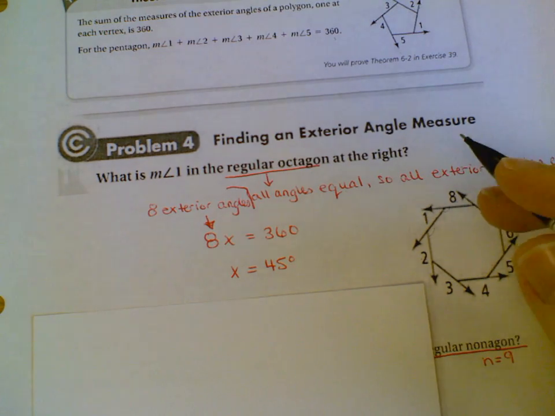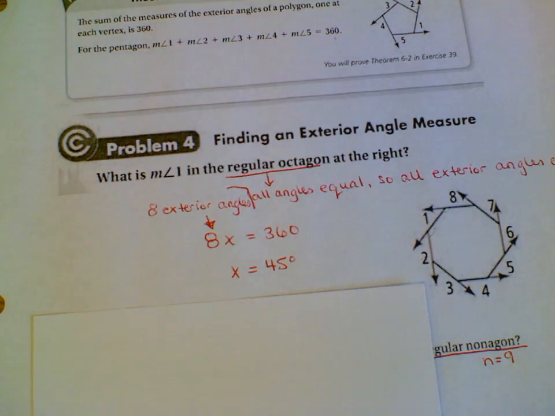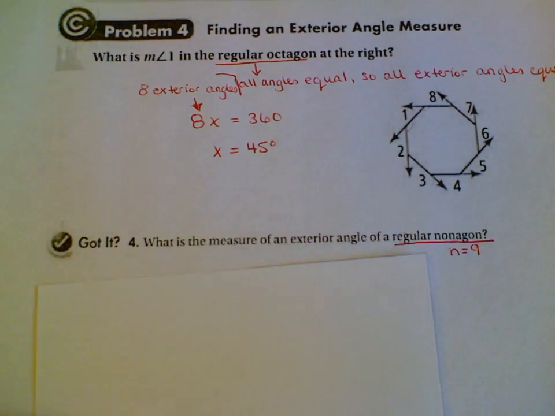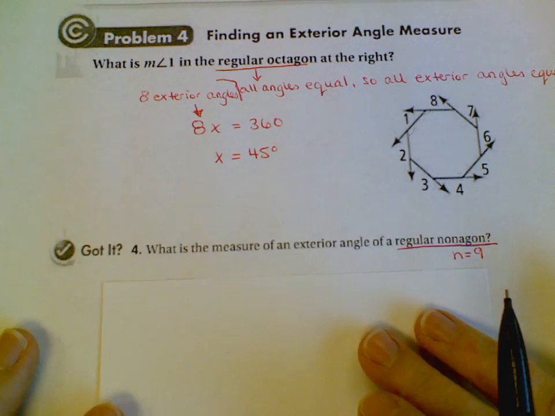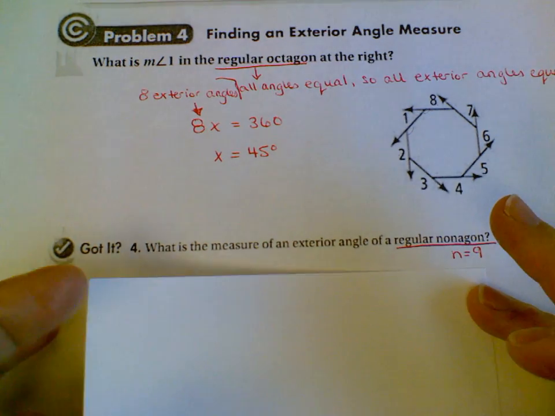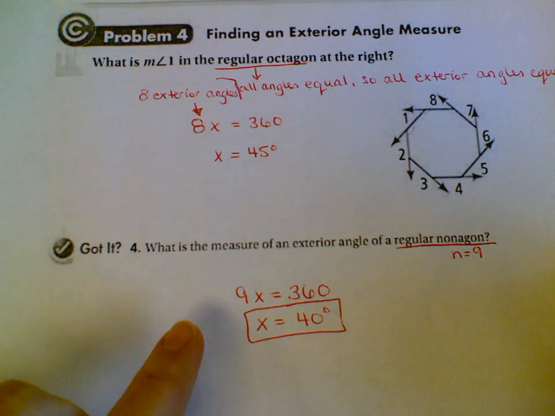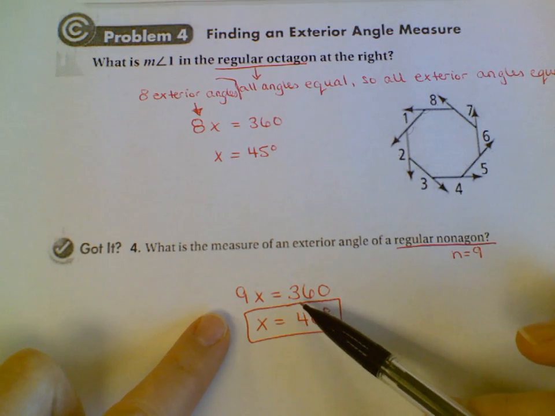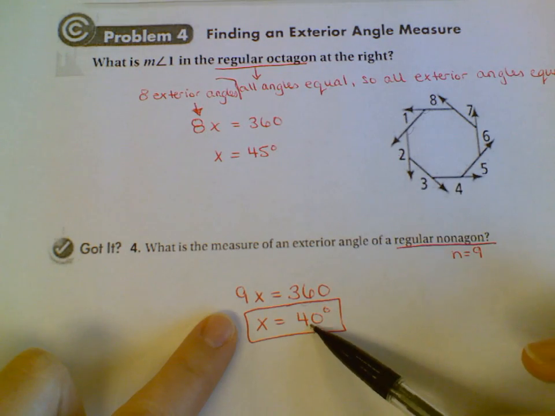Pause the video and now see if you can do the got it question. In the got it question, what's the measure of an exterior angle of a regular nonagon? A nonagon has 9 sides, which means it would have 9 exterior angles. So all I would have to do is take 360 and divide by 9, and that would be equal to 40.